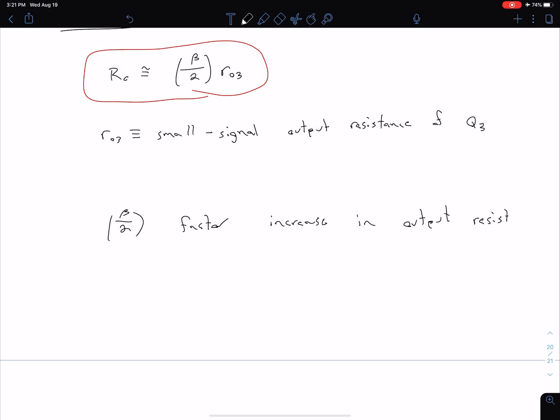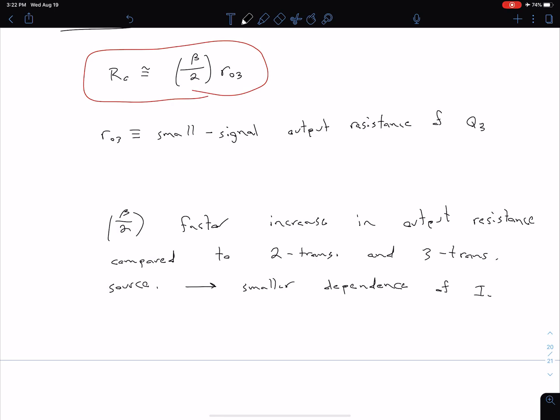So in output resistance, and that's compared to not only our 2 transistor current source, but also our basic 3 transistor current source. So that's our 2 transistor and our 3 transistor current sources. And so ultimately, what does that mean? Well, that means that we're going to have a smaller dependence of our output current on variations in our output voltage, so to speak, that collector emitter voltage. So smaller dependence of I out on output collector voltage.